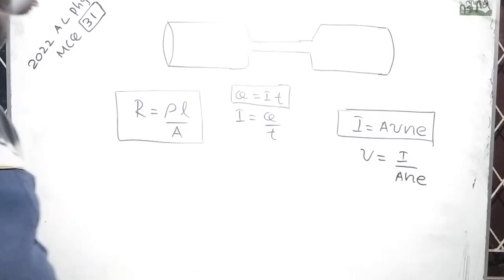Of above statements, first, only A is true; second, only B is true; third, only A and C are true; fourth, only B and C are true; fifth, all A, B and C are true.